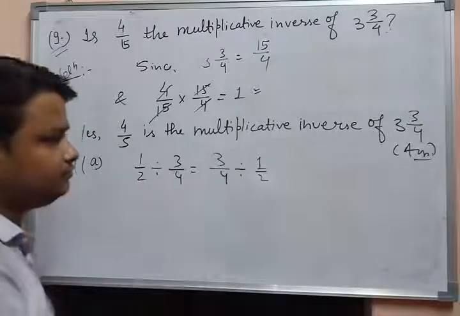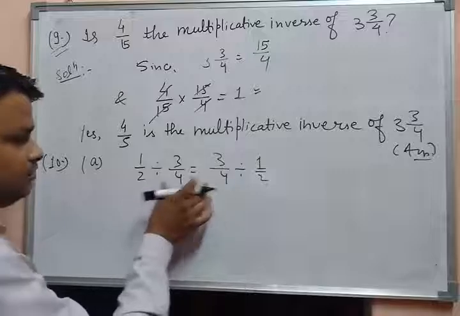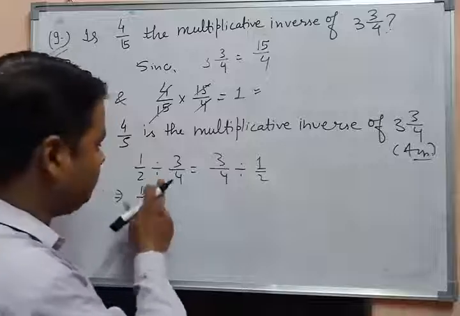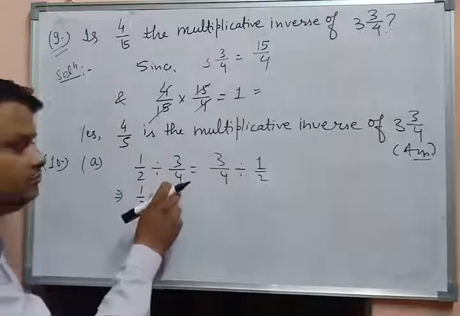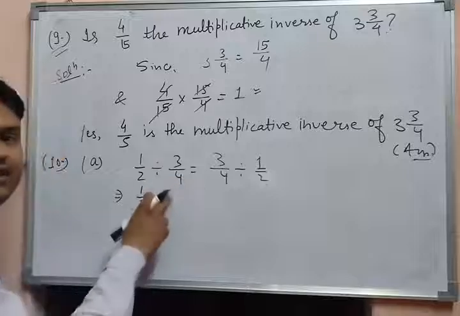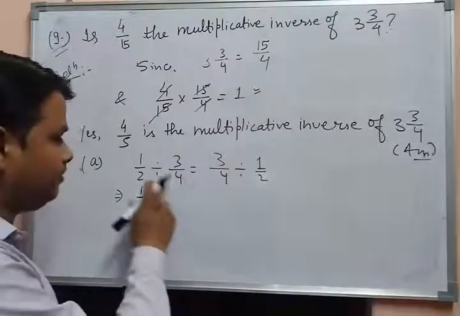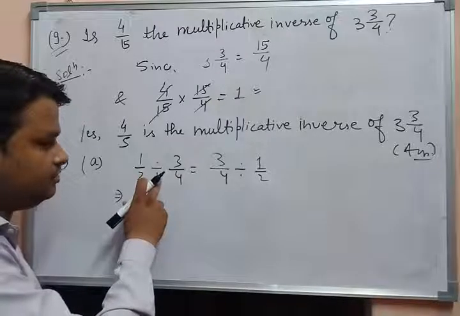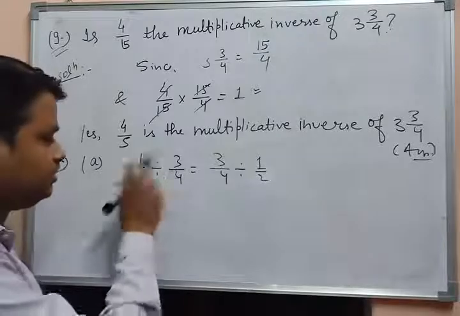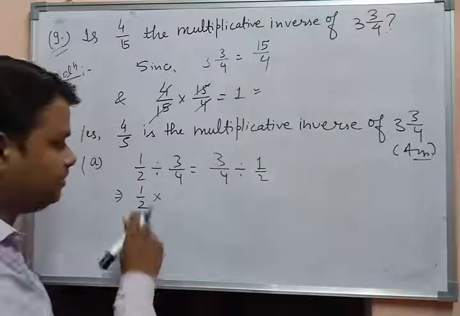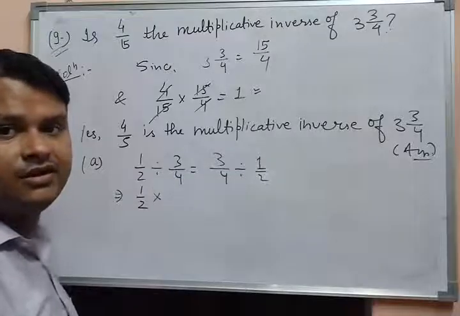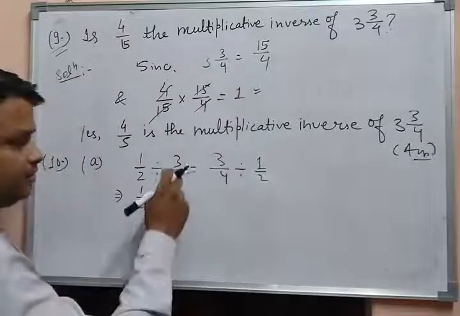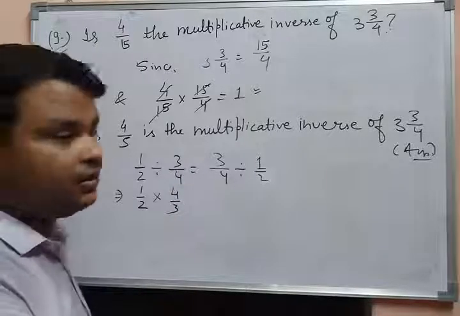So first of all, you have to solve this question. Here 1/2, you know how we can divide any rational number by another rational number. First of all, you have to change the sign. Here it's a division operator, you have to change it to a multiplication operator. Then after that you have to convert this rational number to its reciprocal. Then we will get 4/3, because 4/3 is the reciprocal of 3/4.